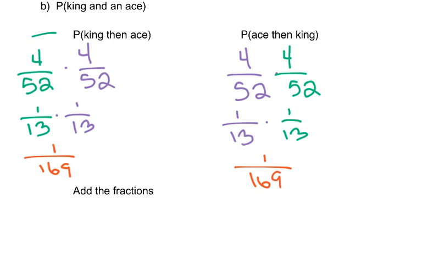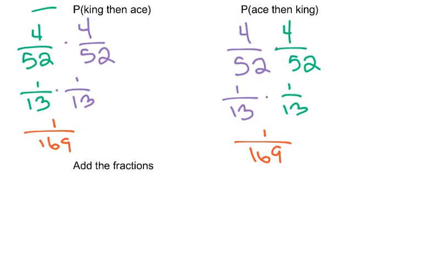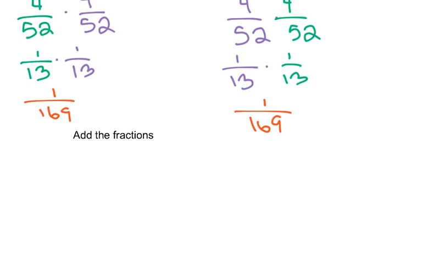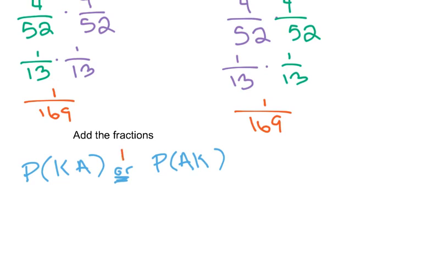Now, to find the overall calculation of the probability of a king and an ace, we're now going to add these two probabilities together. So the reason we're adding these fractions is because to find the probability of a king and an ace, that gives us a scenario where it's the probability of a king, then an ace, or the probability of an ace, then a king. The key word or here is our indication that we're adding.